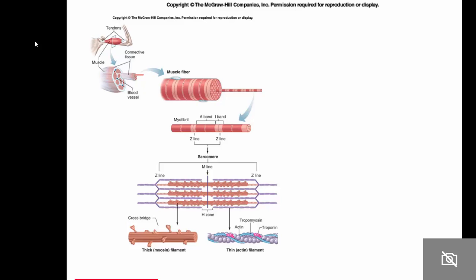So we're going to go from largest to smallest. Everybody with me so far? Okay. So in its largest sense, you have a whole muscle. Pick one. Example, bicep. Okay? So you have that. Then the next level down is what's called a fascicle. Then the next level down is called a muscle cell slash muscle fiber.